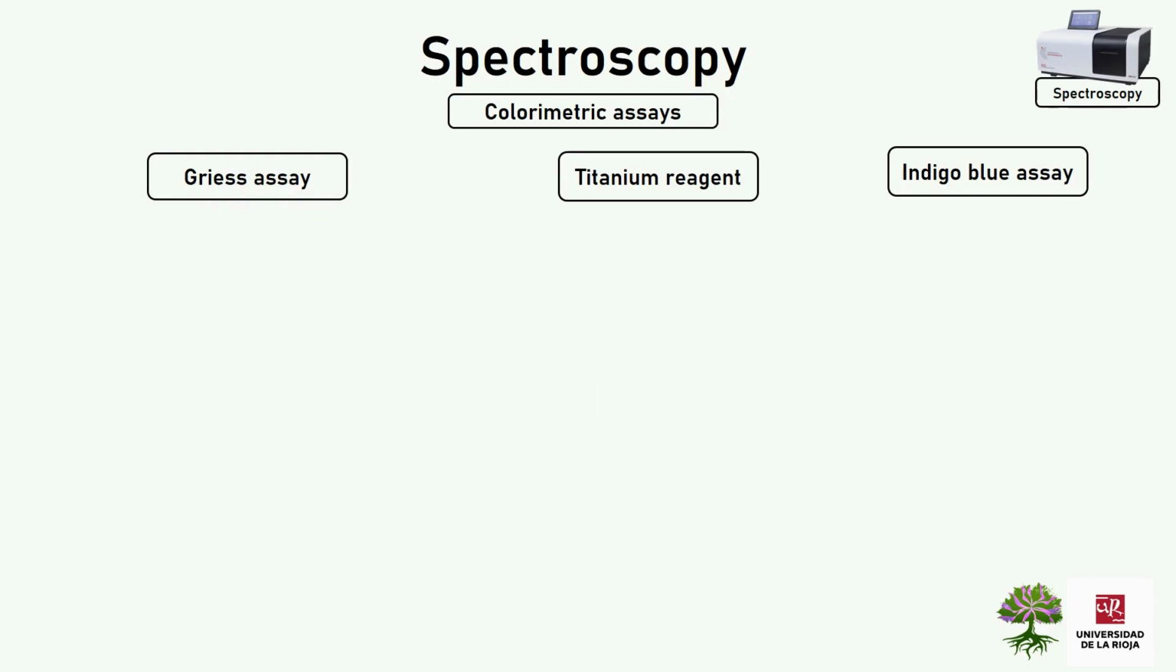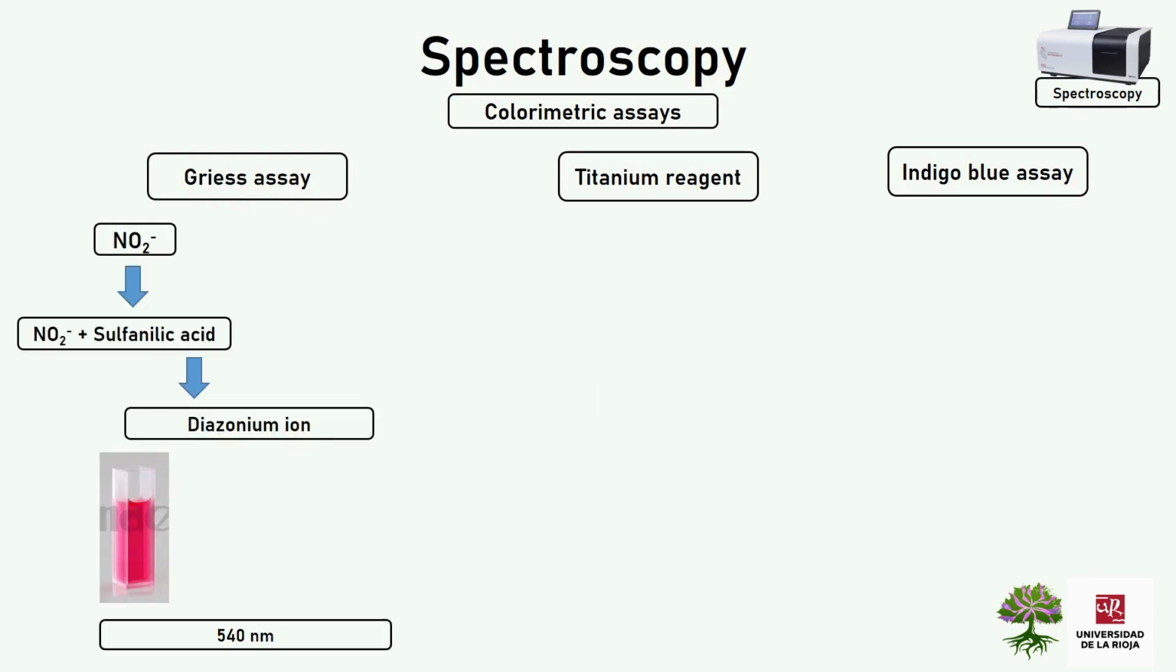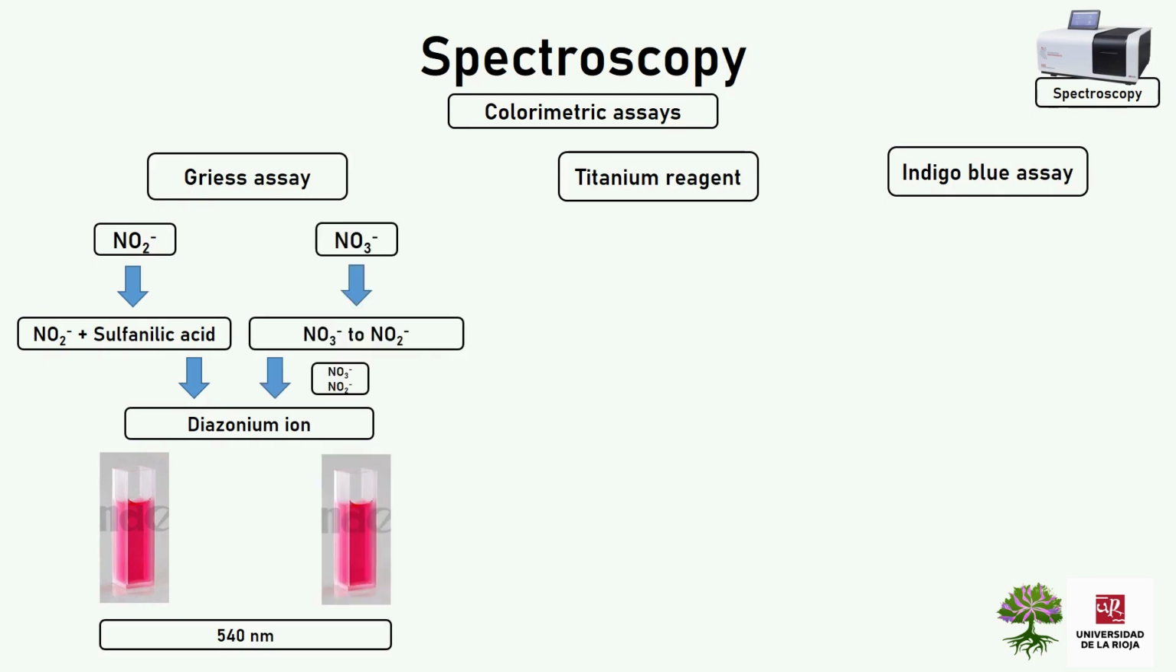Talking about spectroscopy, these are the most common colorimetric assays. PSSI is used in order to measure NO2, and the final product is pink. It is also used in order to measure NO3. However, in this case, NO3 is transformed into NO2. Then the result is the value of the sum of NO2 plus NO3.